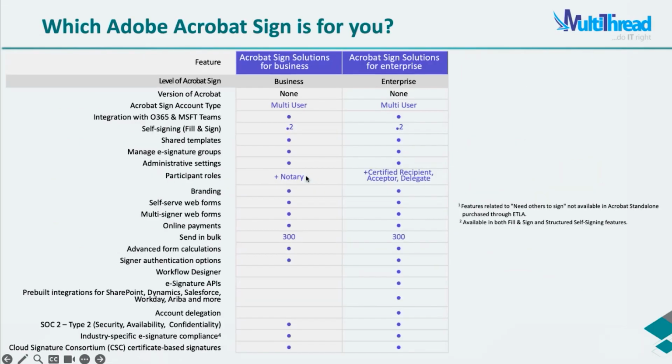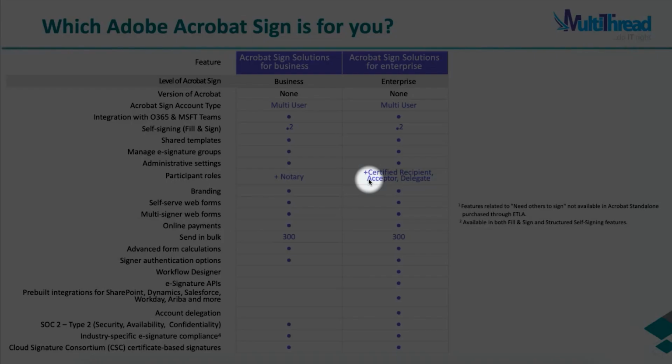All right, there are two versions of Adobe Acrobat Sign. There is the business version and there is the enterprise version. The main difference between the two of these are the types of roles that people can have. So in Acrobat, you've just got a signer and an approver.